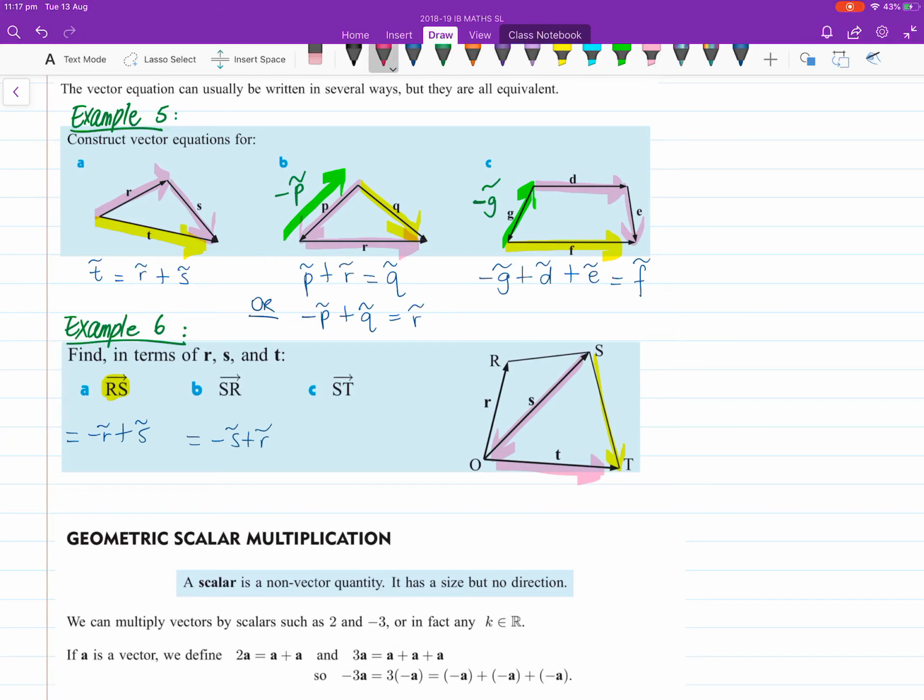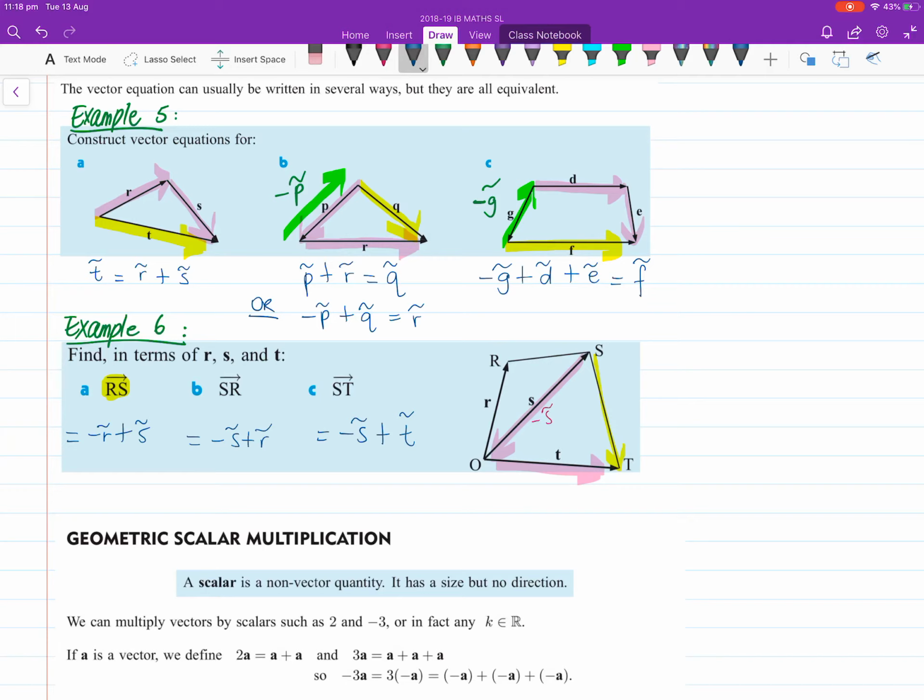And you can see here I've actually reversed the S, so that's negative S now. And the T, little t, still going in the same direction. So you're going to have negative S plus T. Okay, and that's going to give us ST.